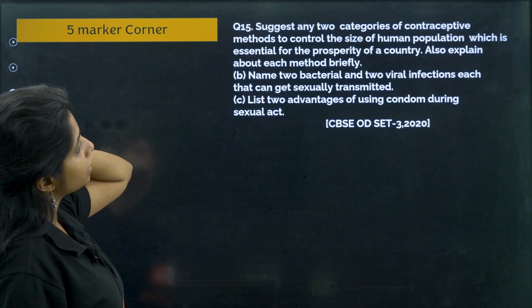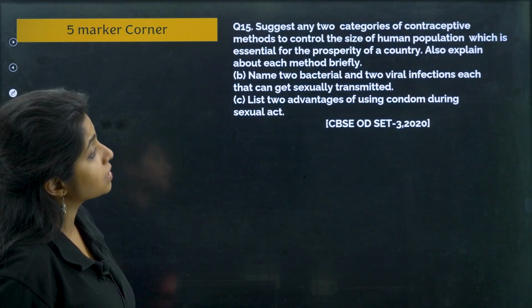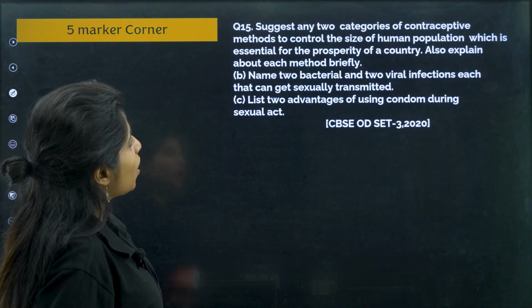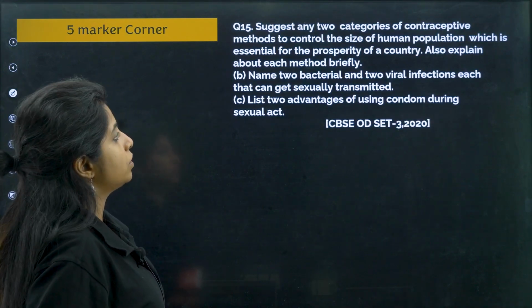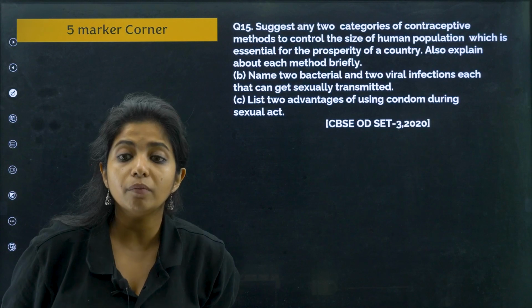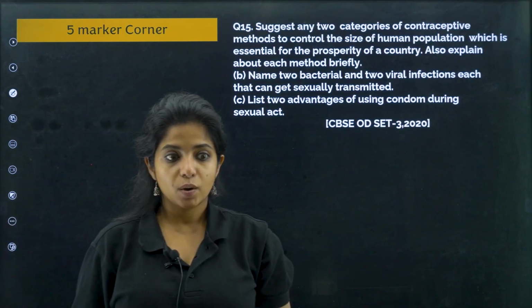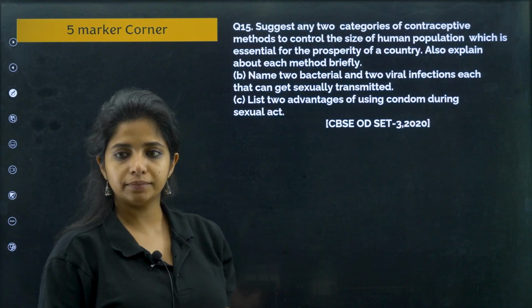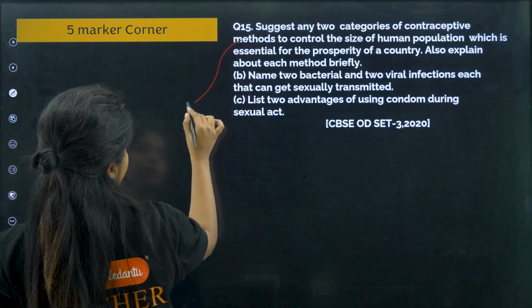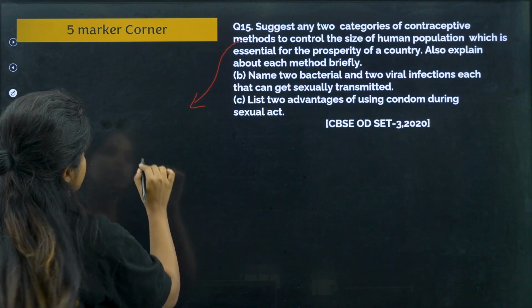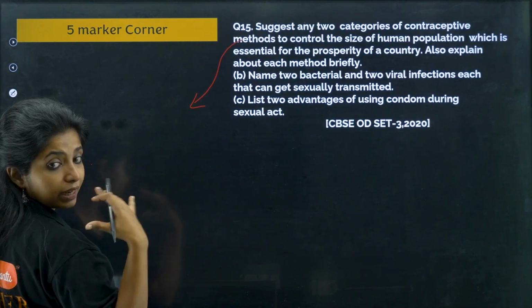Suggest any 2 categories of contraceptive methods to control the size of the human population, which is essential for the prosperity of the country. Also explain each method briefly. Can we talk about 2 categories of contraceptive methods? Contraceptive methods are used when you want to prevent pregnancy, you do not want to conceive, you do not want fertilization to happen.